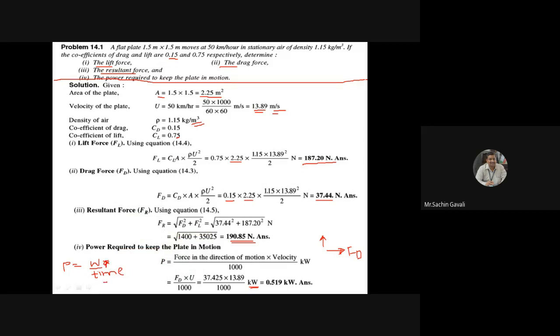Power is F into displacement, and distance divided by time is equal to velocity u. So F into u is power. So force in the direction of motion into velocity divided by 1000, FD into u divided by 1000. So it will become 0.519. Everybody, if understood, please write understood, over, so that we'll go to the next numerical.